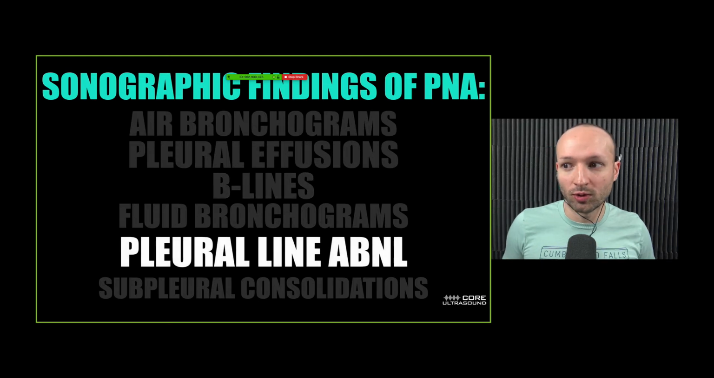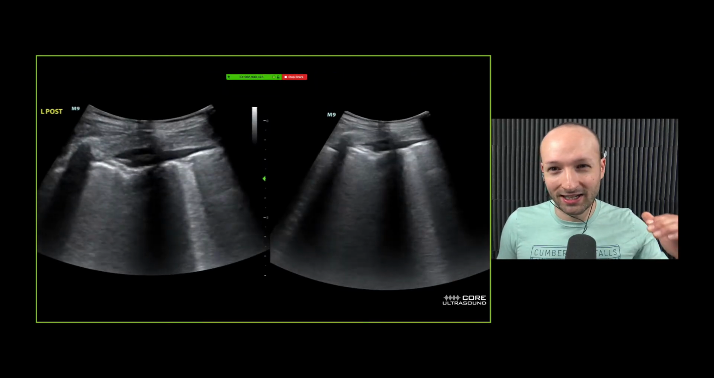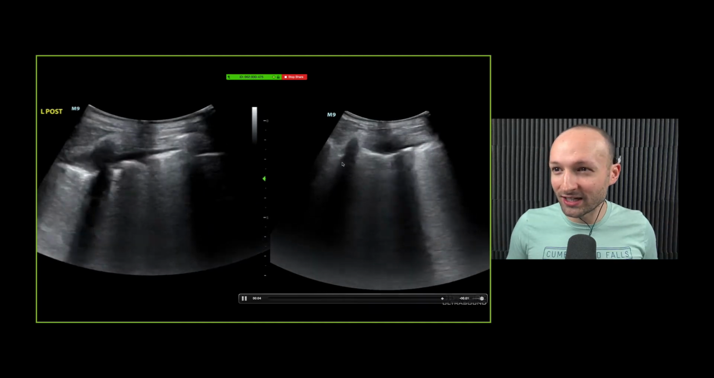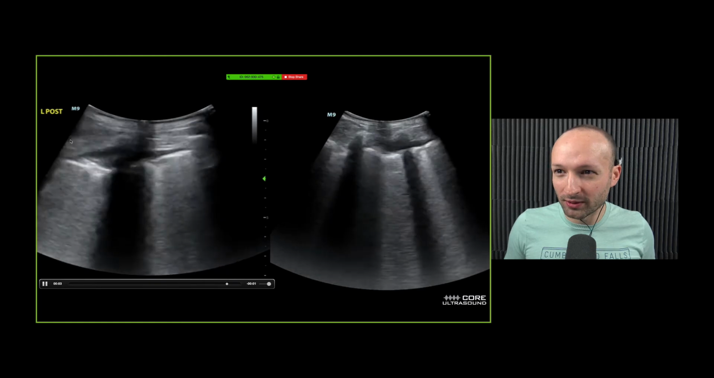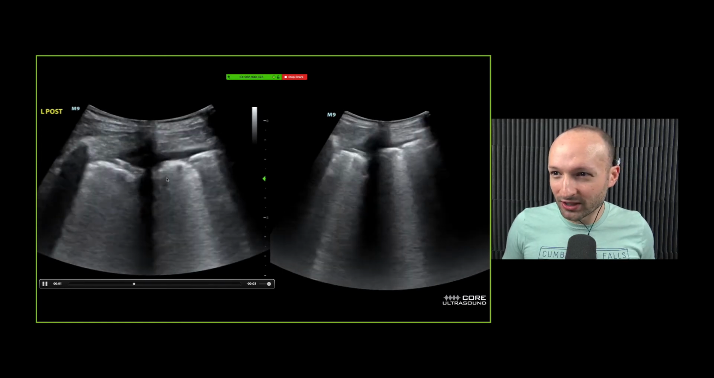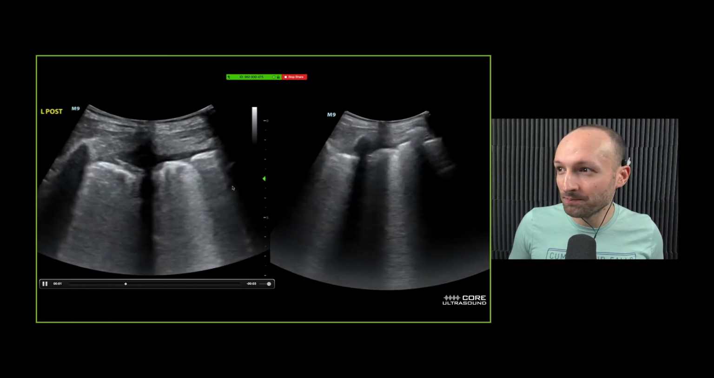Let's move on to pleural line abnormalities. That's basically, instead of seeing a nice crisp white line, you're going to see a really lumpy, bumpy white line of the pleura. So we've got ribs with rib shadows kind of in between here. I have my probe marker in a sagittal orientation in this picture.